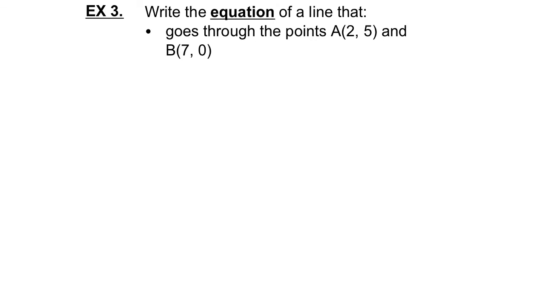For this last example, it's a little bit different. I'm not told that it's parallel or perpendicular to any lines, and I'm not told what the slope is. All I'm told is that this line goes through the points A with coordinates 2, 5, and B with coordinates 7, 0. So I'm just given 2 points on the line. I have to figure out everything else. But the principle is still the same.